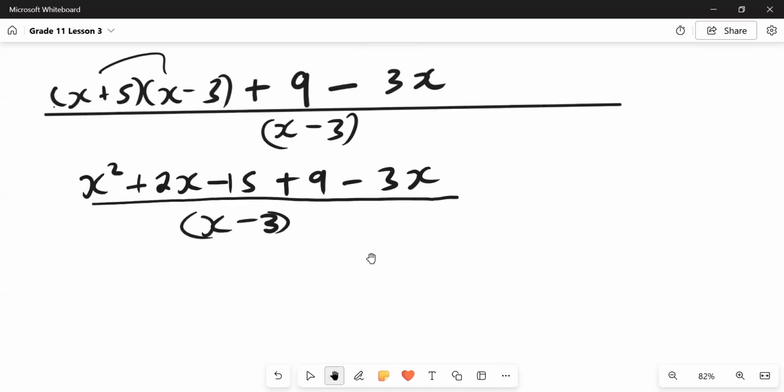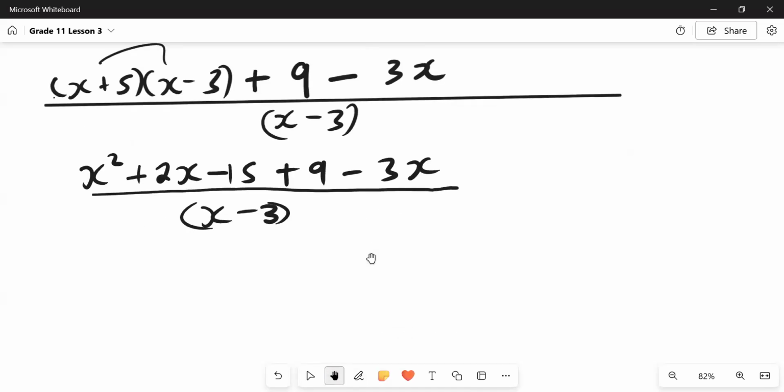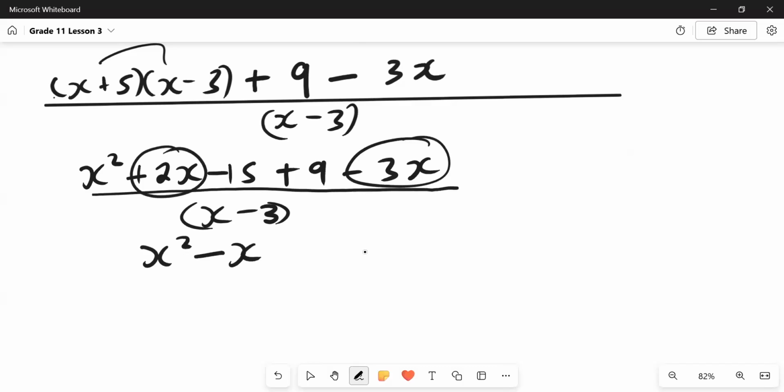So now you have your x squared plus 2x minus 15 plus 9 minus 3x. Let's try and take care of the like terms, right? We add and subtract. So you have your plus 2x minus 3x, which will give us minus x, right? And then you also have minus 15 plus 9, which will give you minus 6.